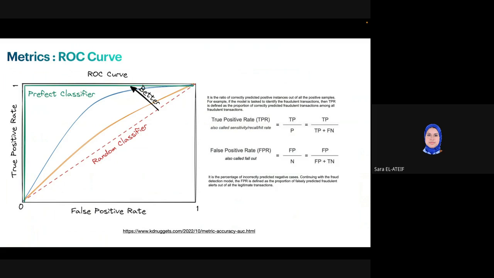What does it mean? It's the ratio of correctly predicted positive instances out of all the positive samples. For example, if the model is tasked to identify fraudulent transactions, then the true positive rate is defined as the proportion of correctly predicted fraudulent transactions among all the fraudulent transactions. So only the correct ones, that's what the true positive rate accounts for. Meanwhile, the false positive rate accounts for the fraudulent alerts out of all the legitimate transactions.